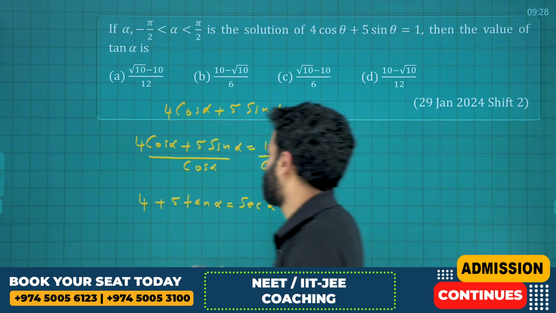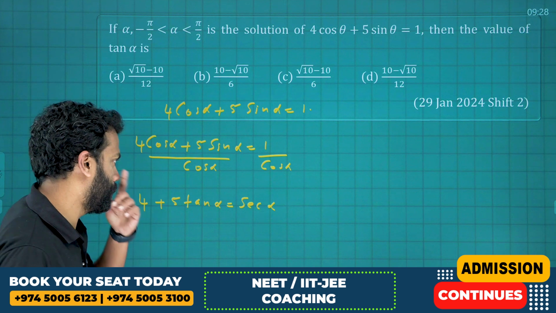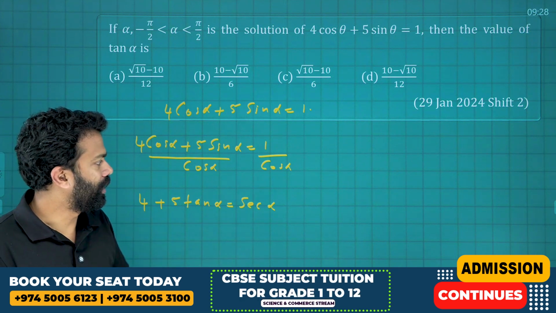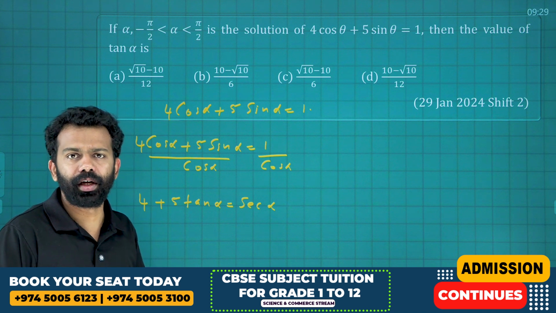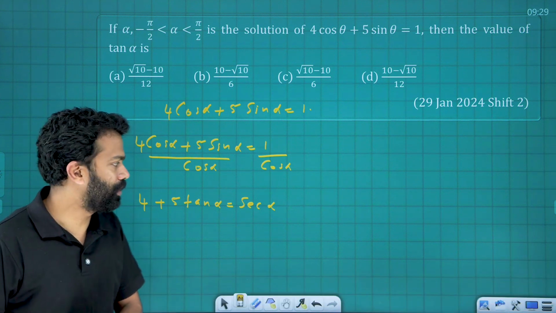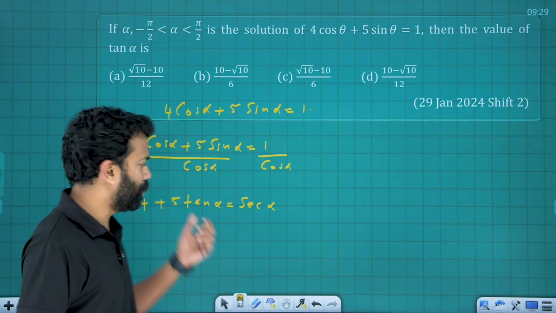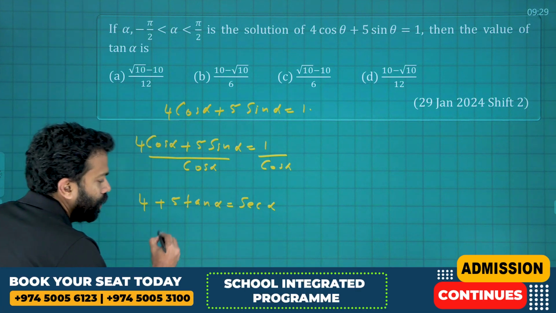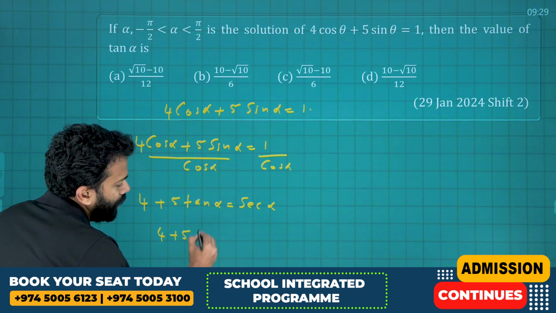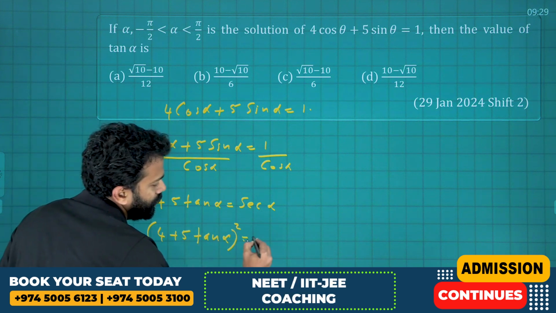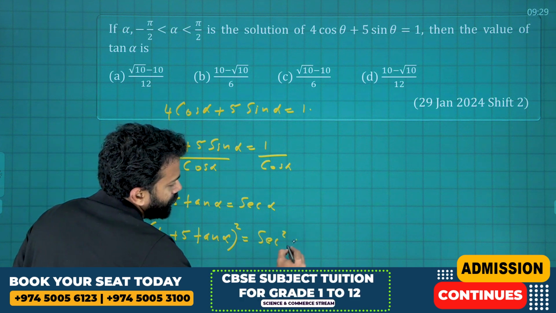For fixing this issue, see, there is a relation in trigonometry which you might have studied, that is sec square alpha minus tan square alpha is equal to 1, right? Okay, I hope you know that equation. So, what I am going to do is, I am going to square the LHS as well as RHS. So, this becomes 4 plus 5 tan alpha the whole square is equal to sec square alpha.